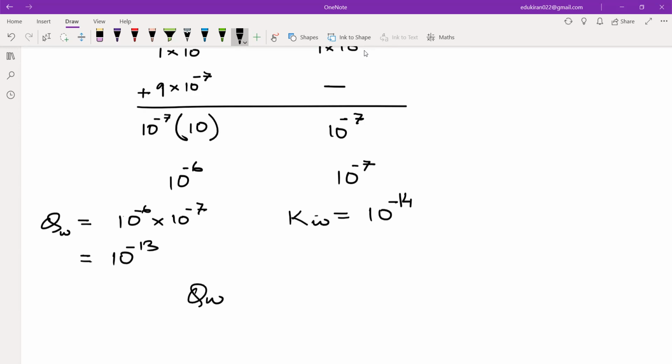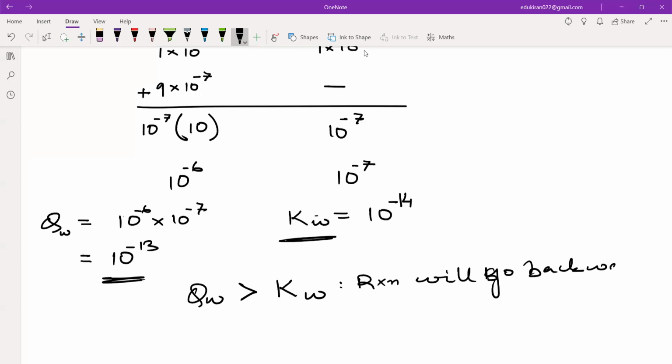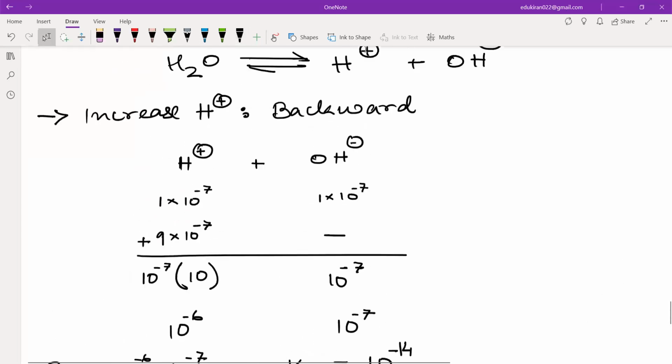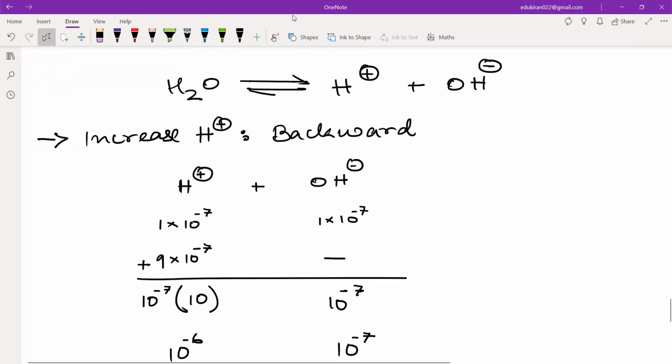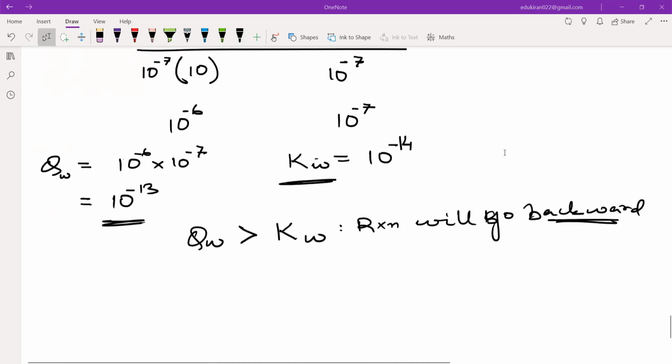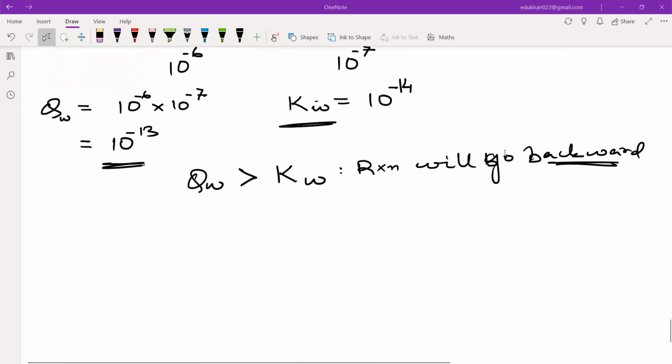So I can see whether Qw is greater than Kw or less than Kw, you tell me guys. Which is larger, Qw or Kw? Qw is larger, right? Now, if Qw is larger, that means what will happen? Reaction will go backward. We started with qualitative understanding, and now we have put in some numbers, and we have got the quantity also, and we say that the reaction will go backward.